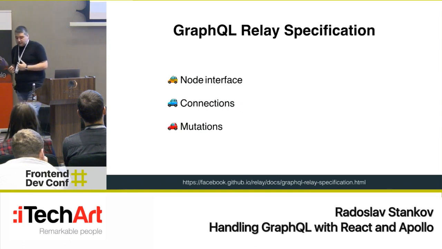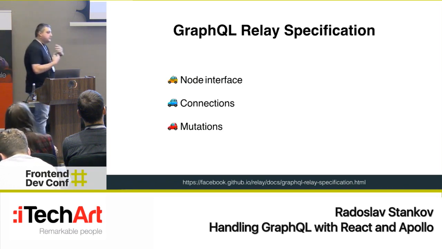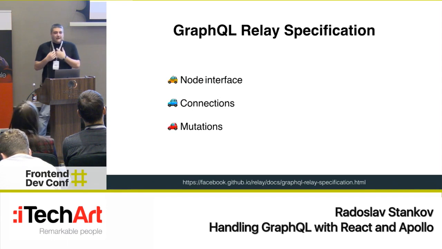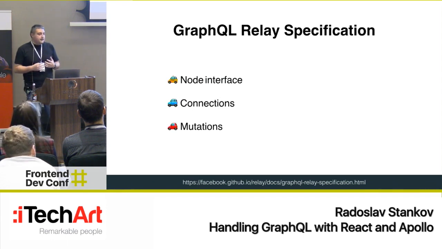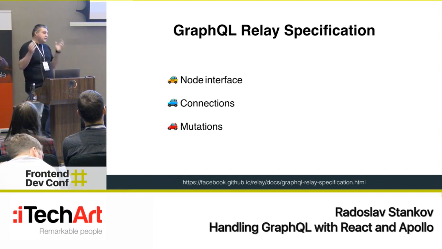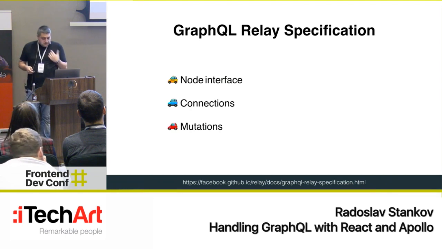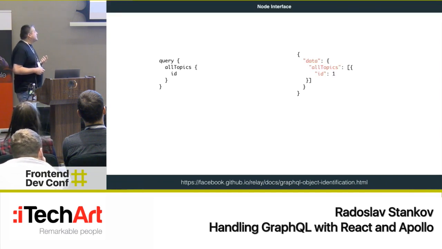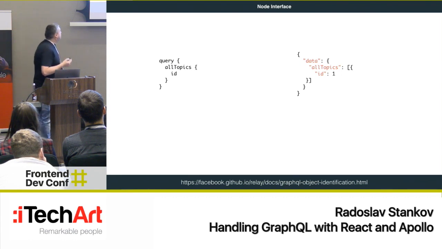The Relay specification is 3 rules for how you should design your schema, how you should make your schema better. And their decisions mostly are because Relay uses it for internal caching and some nice things, but all of those 3 ideas are quite cool. So the first idea is called the node interface. Since GraphQL works with graphs, we have connections and we have nodes, some graph terminology.